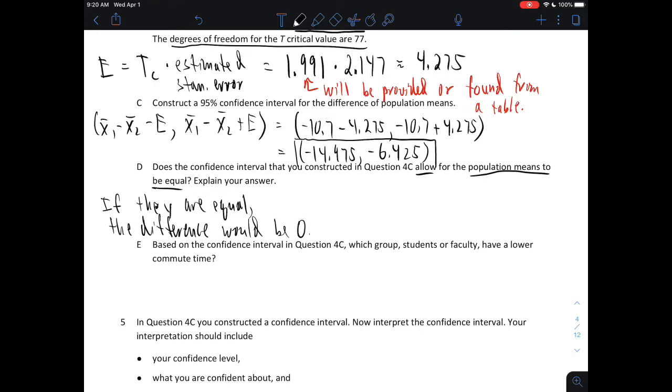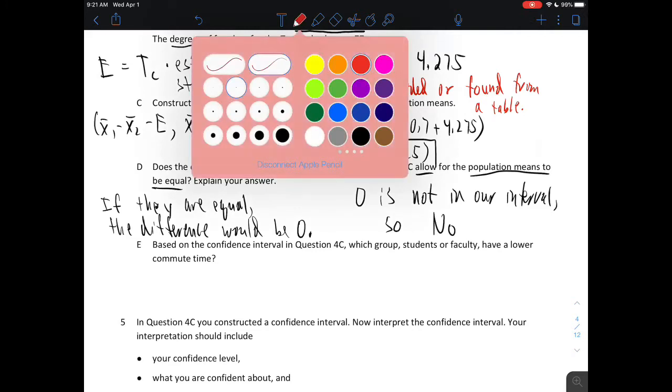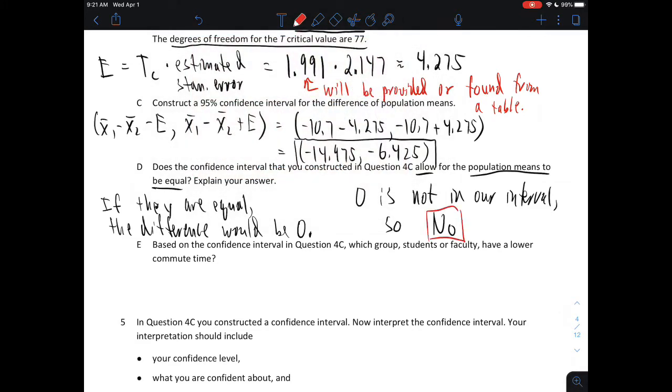The confidence intervals that we build are trying to estimate these differences. So in that confidence interval, is the estimation of 0 possible? And we would say no. 0 is not between those two numbers, so this is not possible. So 0 is not in our interval. So we would say no. That's the answer to this question. And the reasoning is 0 is not in the interval.